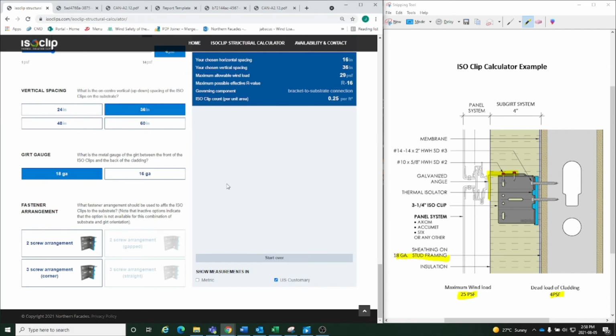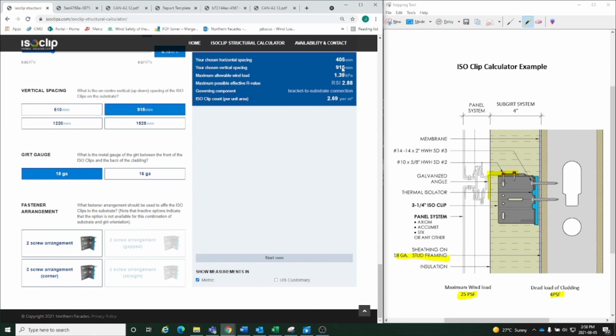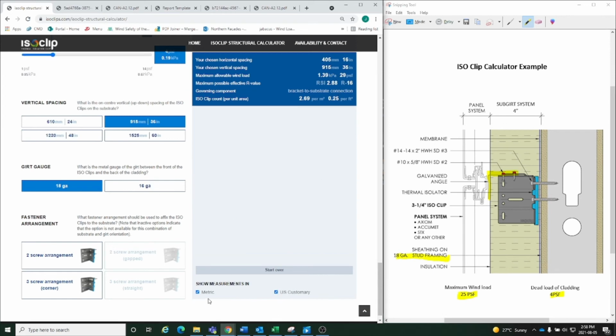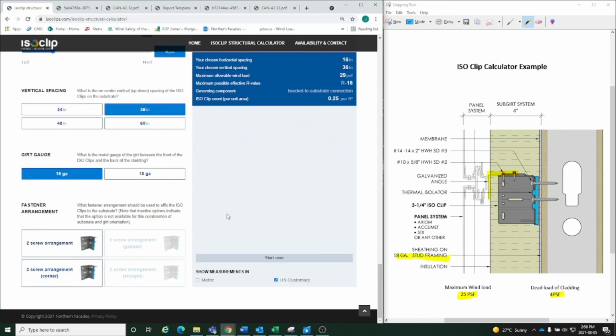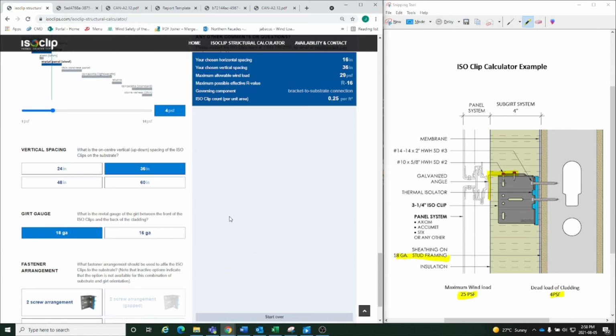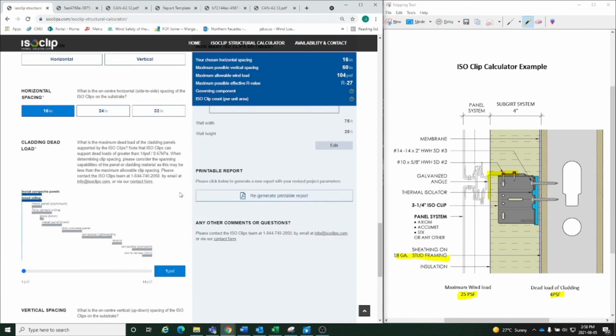Some other neat tricks about the isoscope calculator: if you are dealing with metric, you can actually change everything in the calculator to metric. So over here you can see all the information is in metric, and if you want to go back to imperial, you can do that. And if you want to show both, you can do that as well. And once everything is completed and you want to clear all the information and start over again, you can just click the start over button and it'll refresh the entire page.